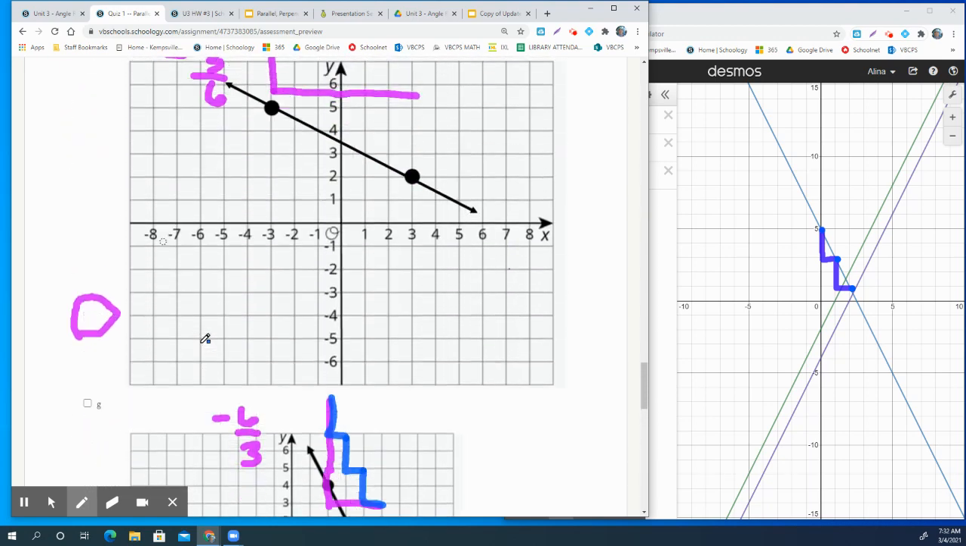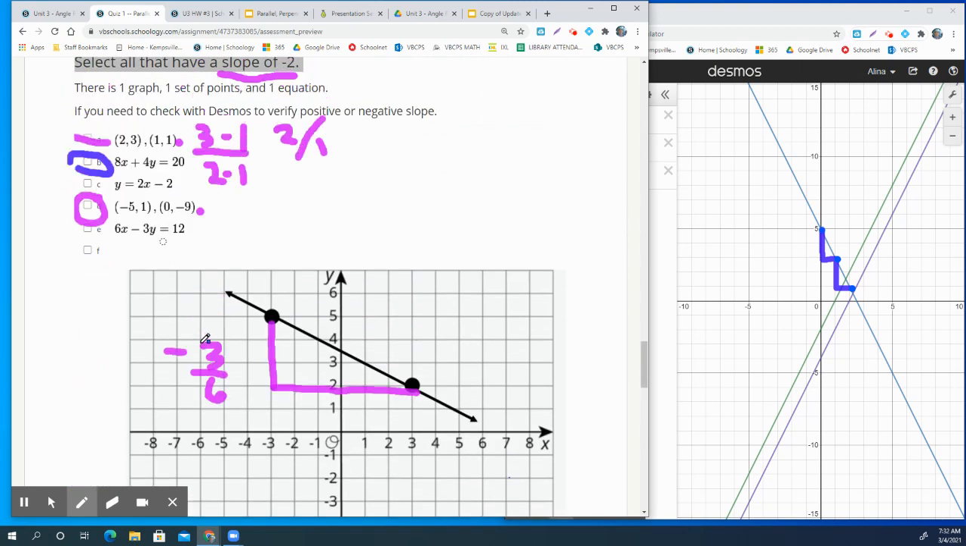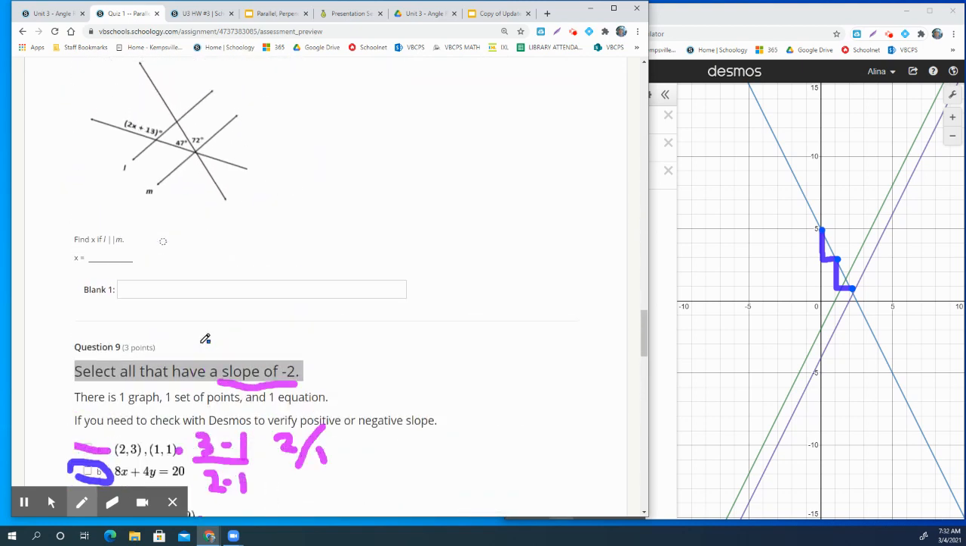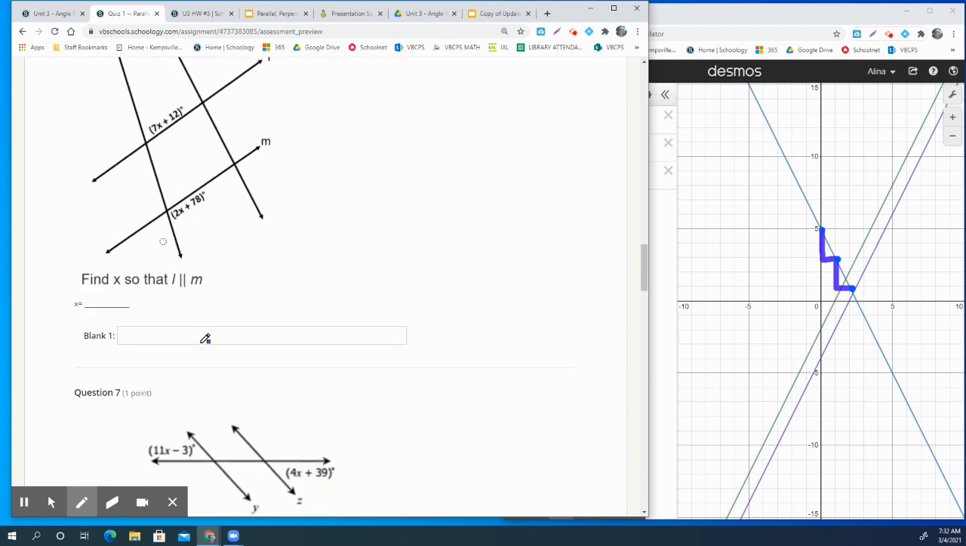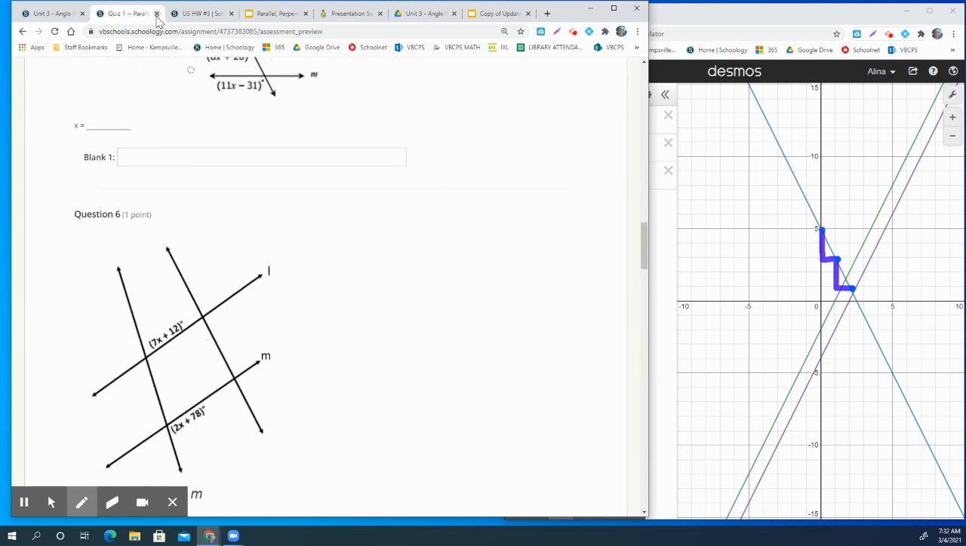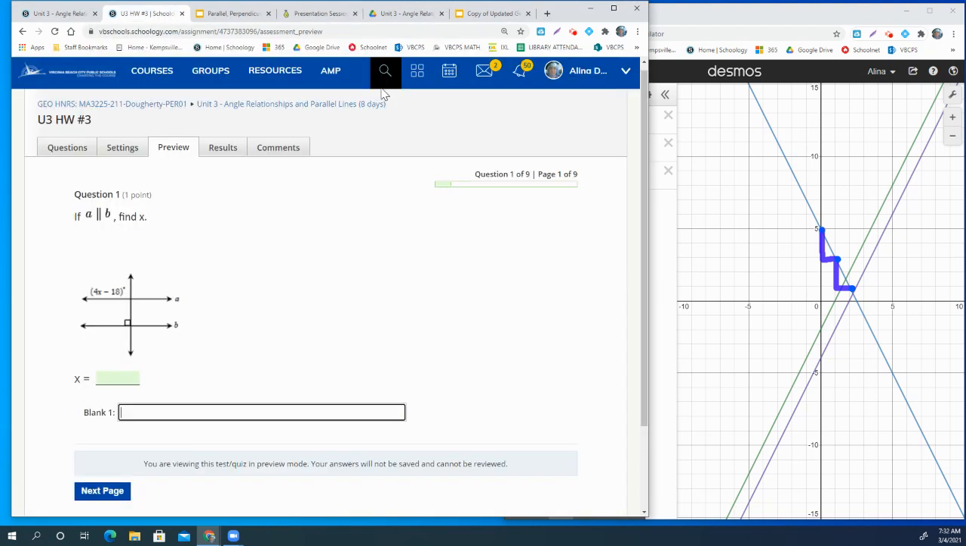This is a good question to lead us into what we're going to do today. We're going to use slope in order to decide whether lines are parallel, perpendicular, or neither. All right, if there aren't any other questions, hop over to the homework and let's do 2 questions on that.